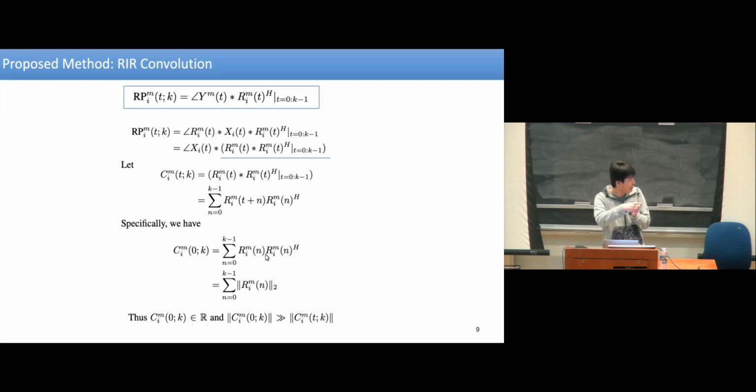And you shift one frame to compute ci1. Firstly, your magnitude will decay. And secondly, because you shift one frame, their phases will also mismatch with each other, making the magnitude of ci even smaller. So we have the nice property that the magnitude of ci0 will be much larger than all other parts. Also, because ci0 is the L2 norm of your room impulse response, it is a real number, while the other numbers in the ci sequence are complex numbers.